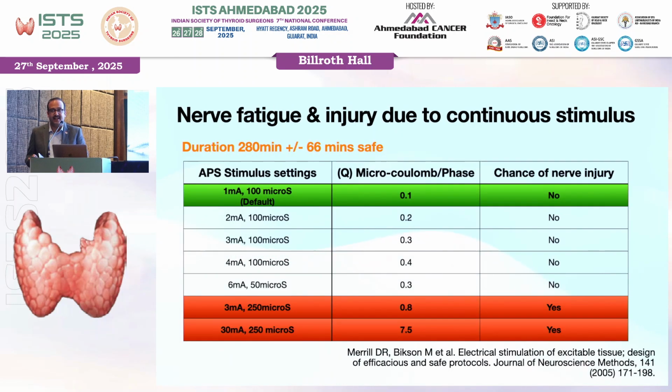The third is nerve fatigue and injury. Again, at the settings that we use, which is 1 milliampere and 100 microseconds of exposure, nerve injury never happens. You basically compare it to the settings where nerve injury is seen, it's remarkably different. Also, about 6 hours or 10,000 stimuli of vagus continuously did not lead to any nerve fatigue and vocal cord palsy. So it's pretty safe.